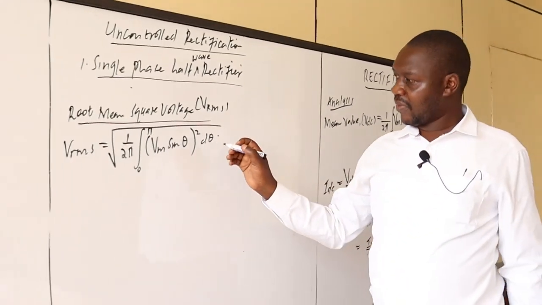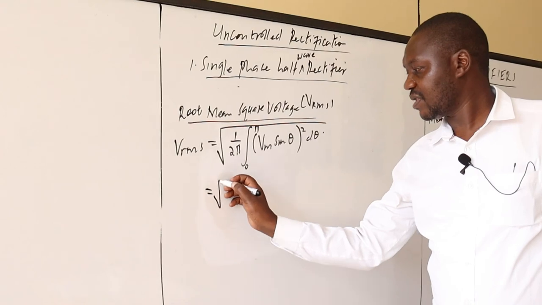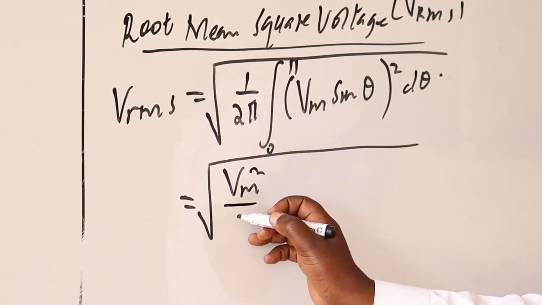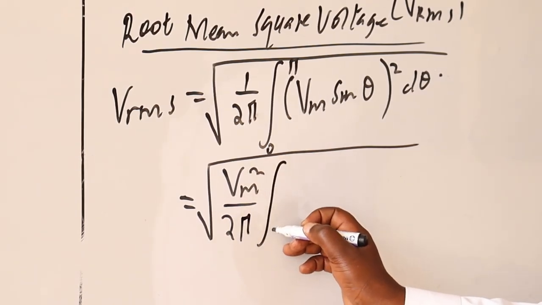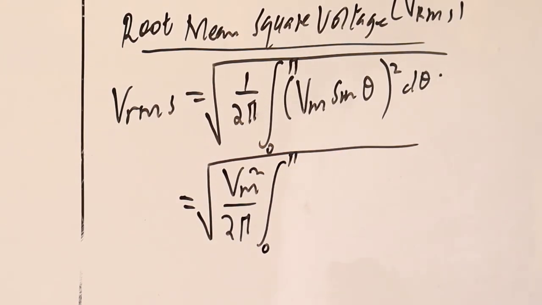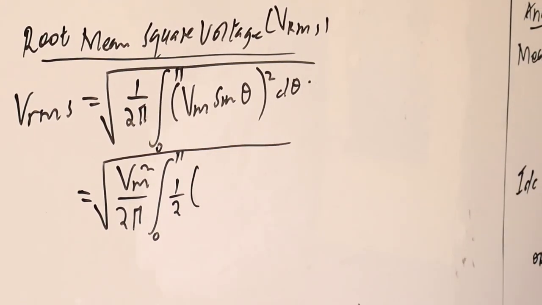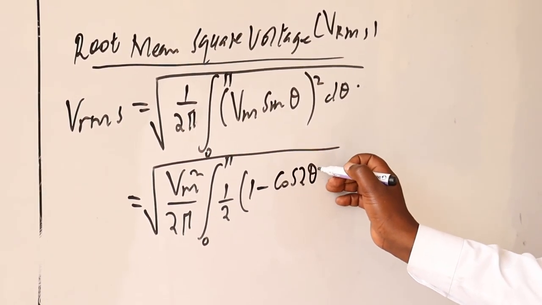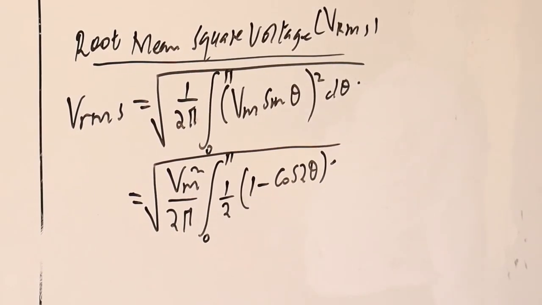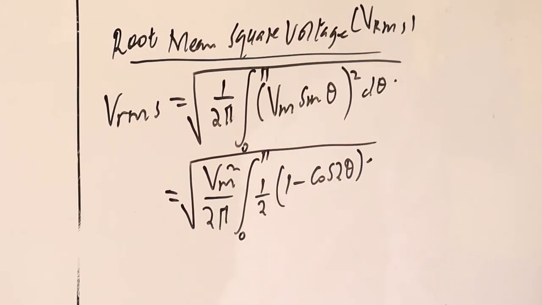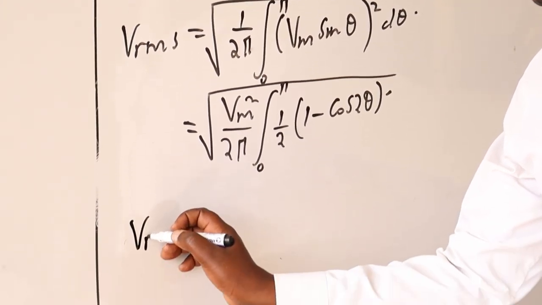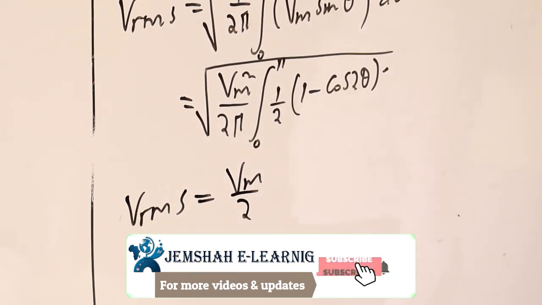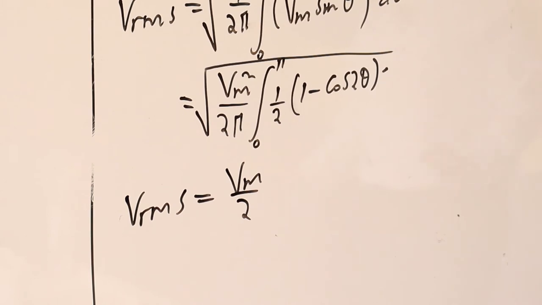You simplify this, maybe one step here. If you square Vm, we shall have Vm squared all over 2 pi, the integral from 0 to pi. Our sine squared can be written as 1/2 into 1 minus cos 2 theta. If you simplify this and substitute the limits, we are going to get Vm over 2. So our VRMS is going to be Vm all over 2. That is the expression for the root mean square voltage.